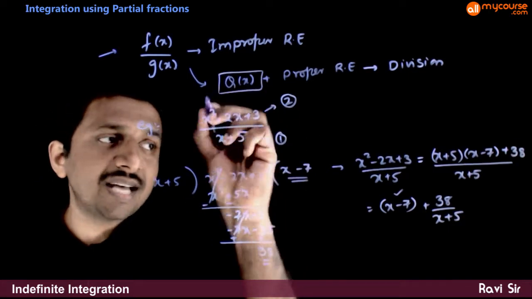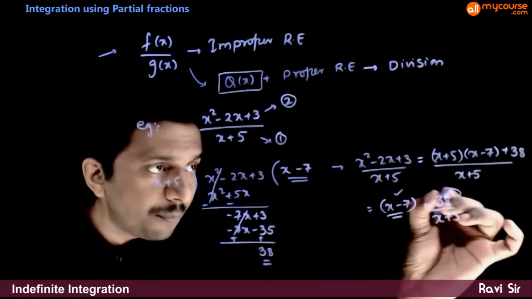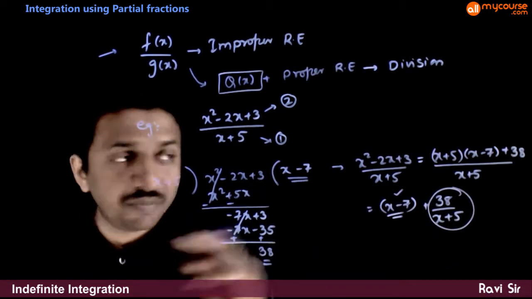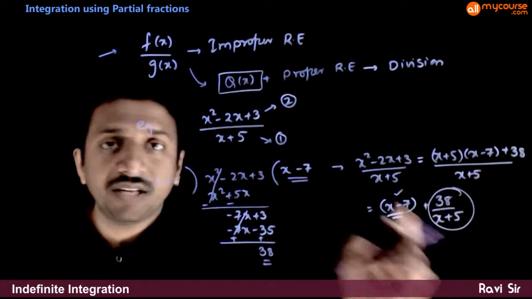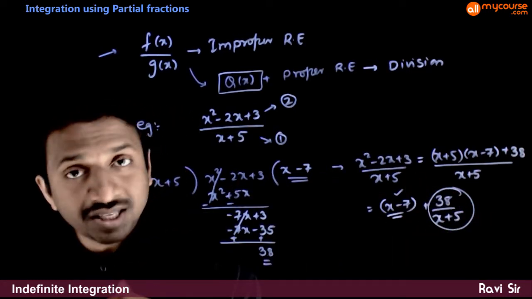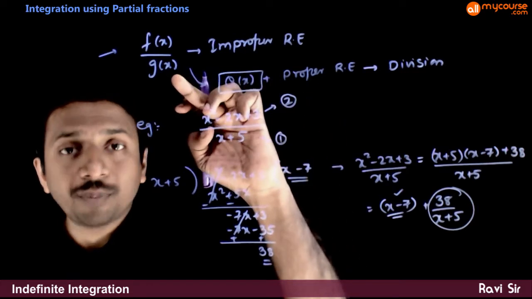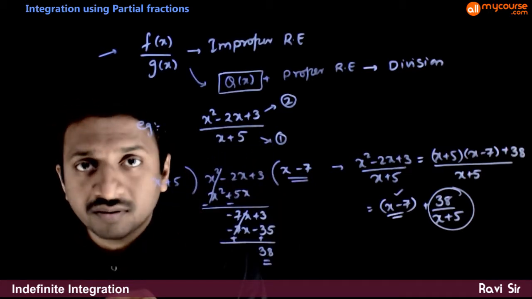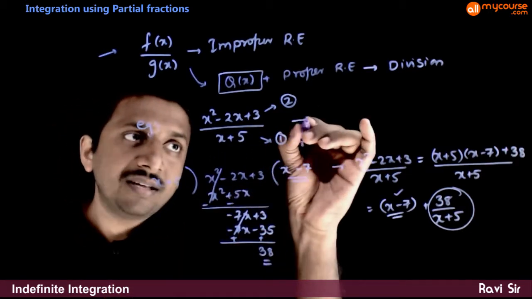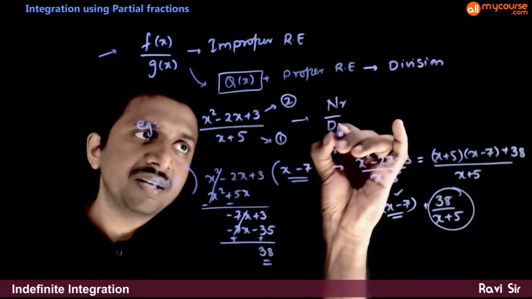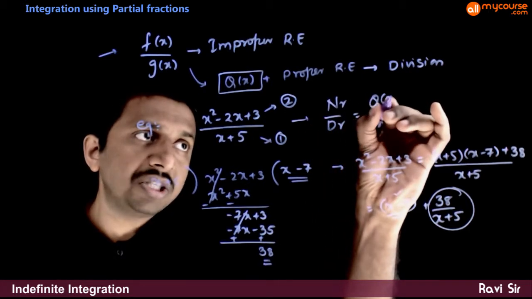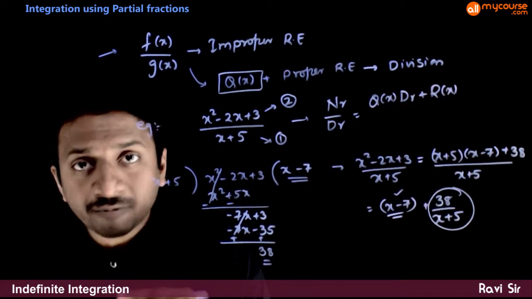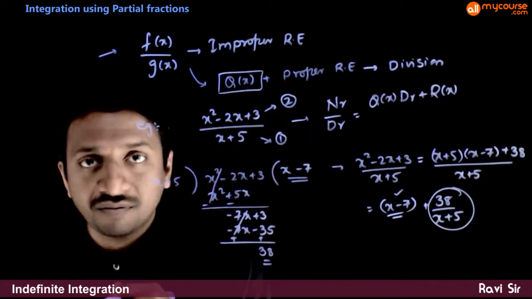So you can express this as a sum of a polynomial and a proper fraction. This is a proper rational expression because the degree of numerator is 0 and the degree of denominator is 1. So in this way, whenever you have an improper rational fraction, you can divide the numerator with the denominator. So you get some quotient, and the numerator can be written as some quotient times the denominator plus some remainder, where the degree of remainder is less than the degree of divisor.